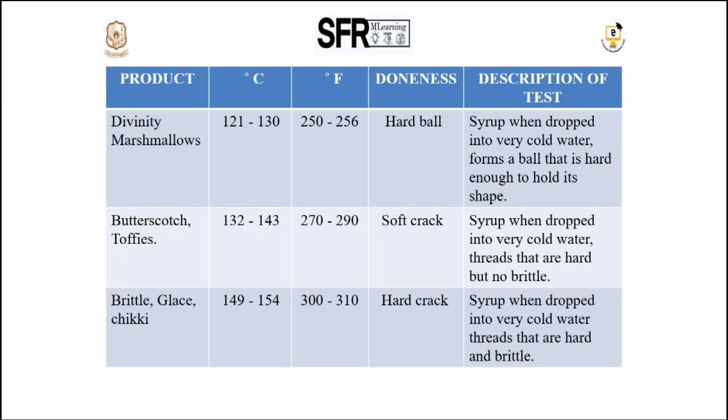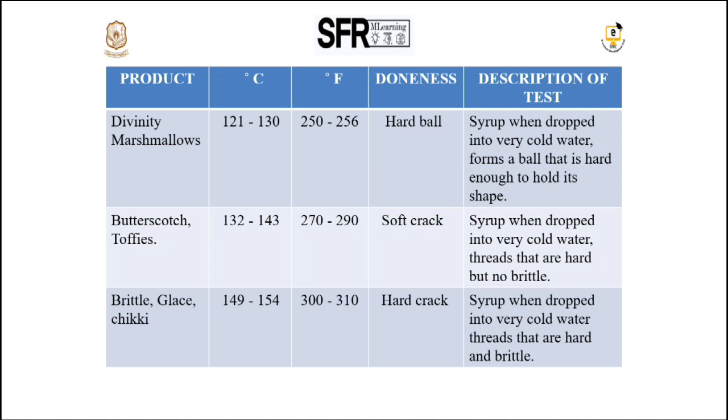After that, at 130 to 143 degrees Celsius, comes the soft crack stage. The products made from this syrup are butterscotch and also toffees. Here the description is, when we drop the sugar into cold water, it has a thread-like structure. It is not that brittle, which means we can't crack it in the soft crack stage.